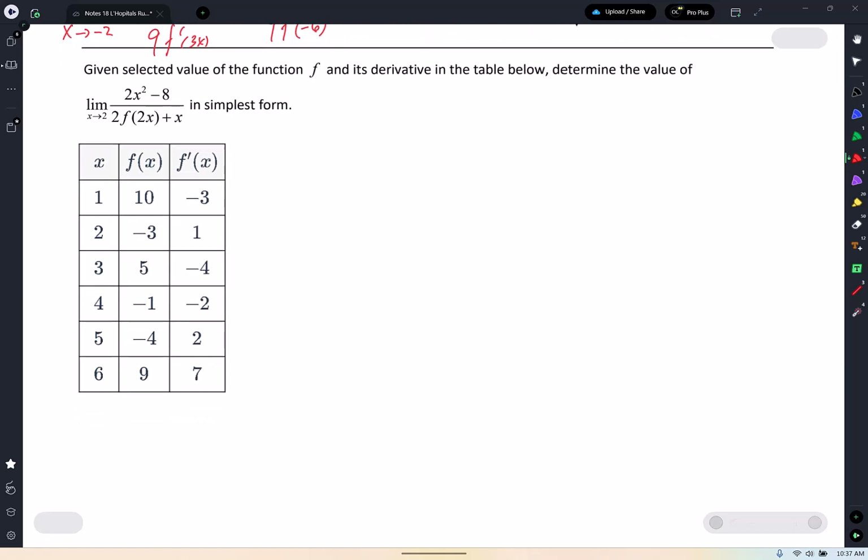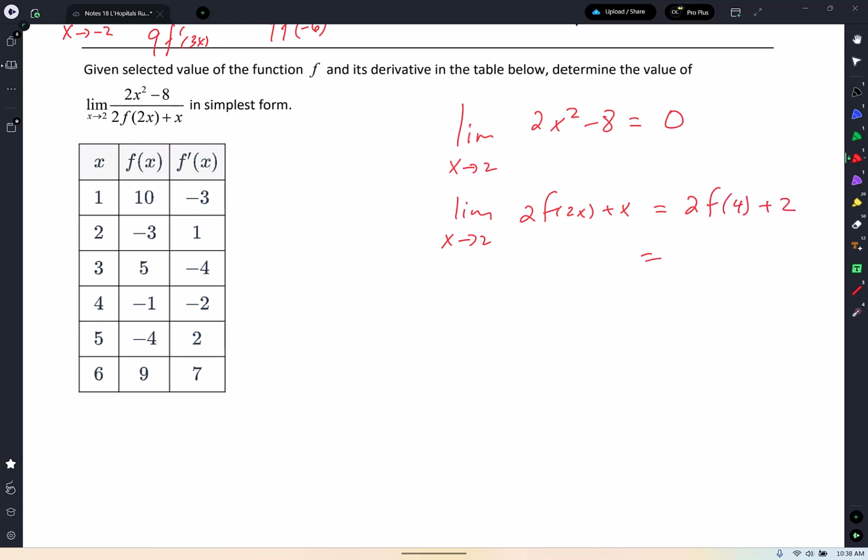All right. Given the selected values of the function f and its derivative in the table below, determine the value of the limit in simplest form. Again, get in the habit of doing the numerator and denominator. Limit as x approaches 2 of 2x squared minus 8 equals, more than likely it's going to be 0. 2 squared is 4, 4 times 2 is 8, 8 minus 8, 0. Yep. Limit as x approaches 2 of 2f of 2x plus x equals, let's see, 2f of 4 plus 2. f of 4 is negative 1, so negative 2 plus 2 equals 0. Yep. Can I use L'Hopital's rule?